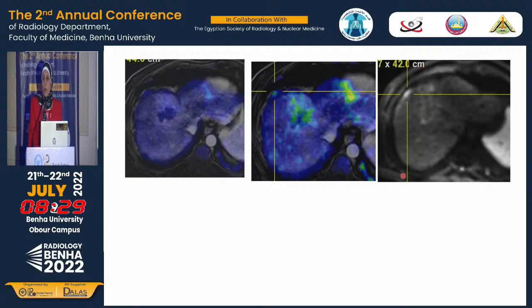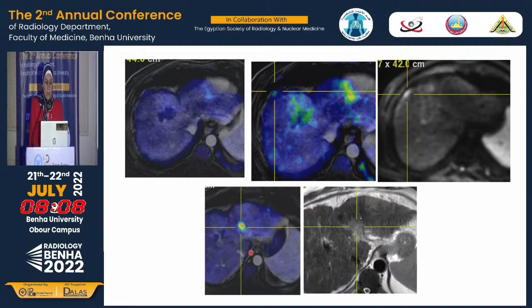But here comes the role of the diffusion weighted image, which confirms the presence of this metabolically active nodule to be a true tumor, not a non-homogeneous uptake as we can see at the rest of the hepatic dome, and they show no restricted diffusion as we can see here.